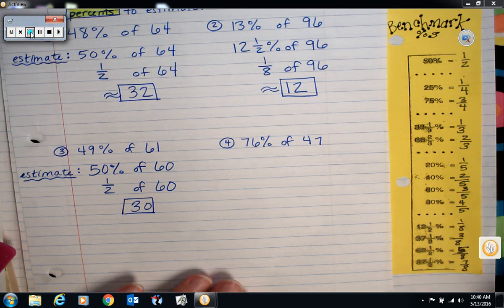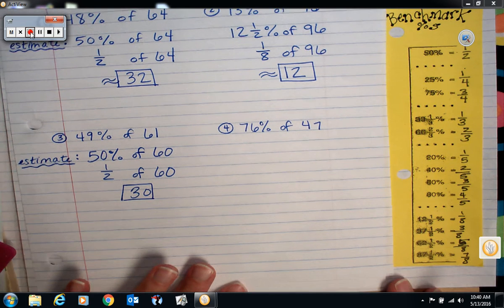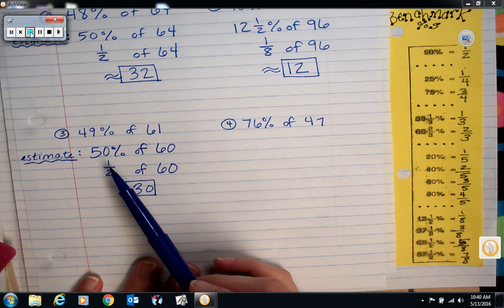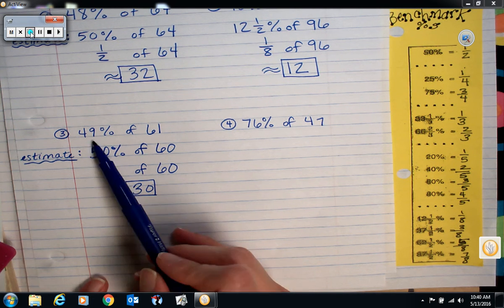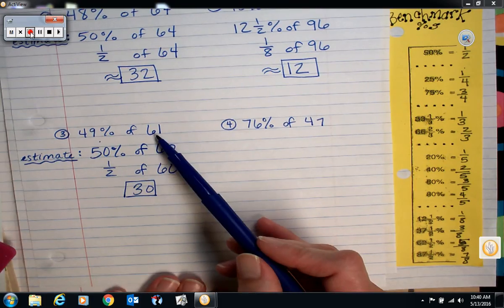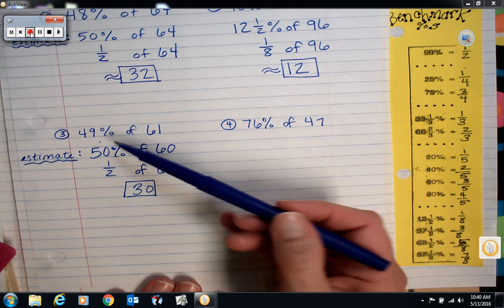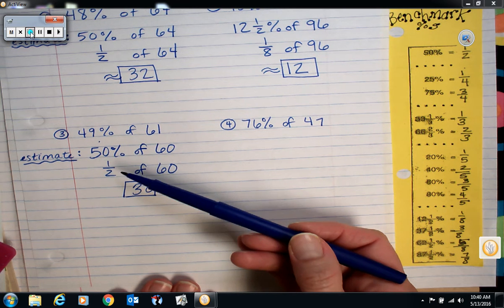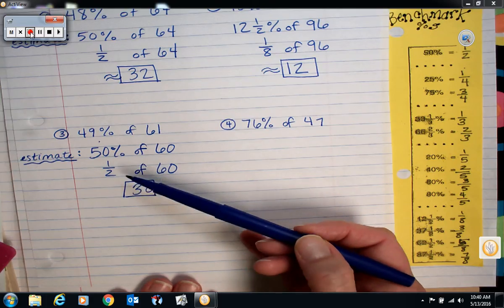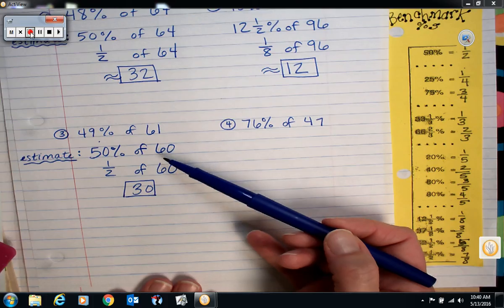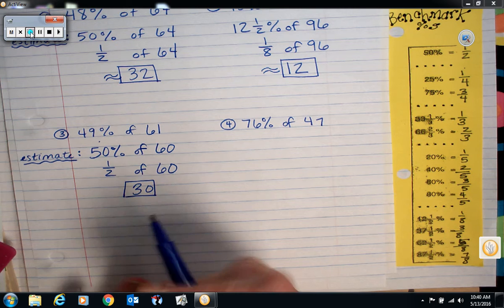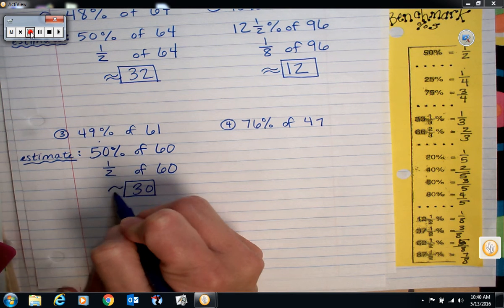All right, so now we're ready to estimate 76% of 47. On number 3 that we just did in class, we talked about how this time we not only had to change the benchmark percent, but we also had to estimate the whole number. So I estimated 49% first to the closest benchmark percent, which was 50%. And then I knew the fraction equivalent was 1/2, so I needed the closest multiple of 2 to 61. I chose 60. 62 would have also been a good choice. Then 1/2 of 60 is 30, and I can say that 49% of 61 is about 30.